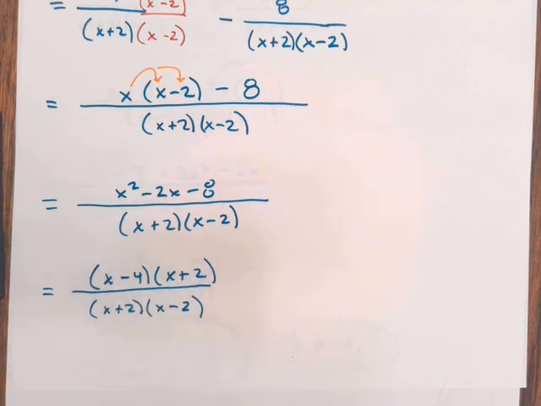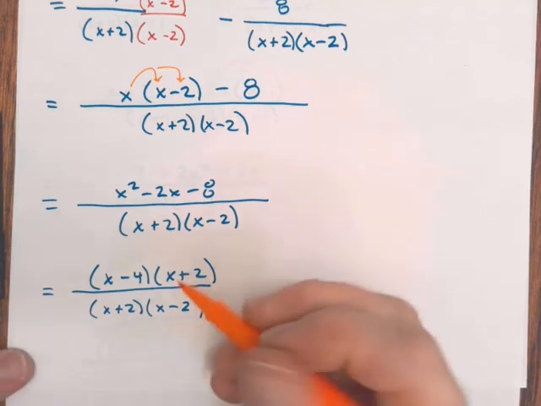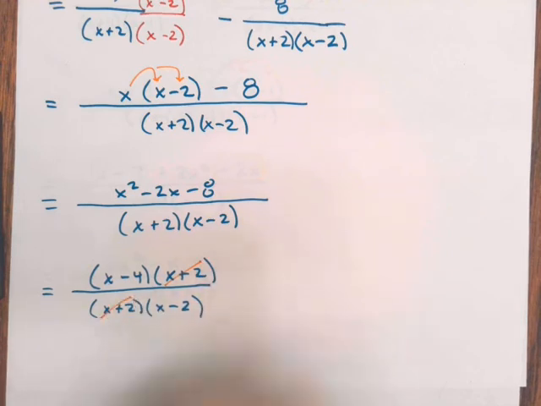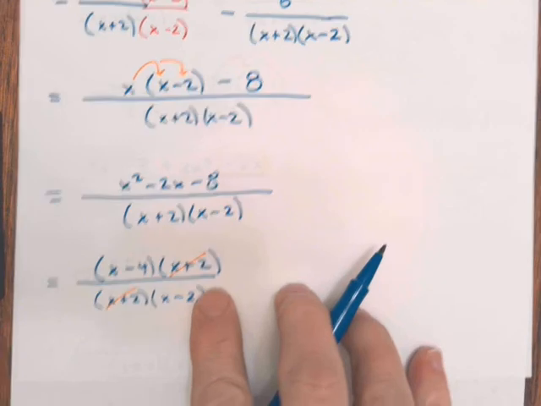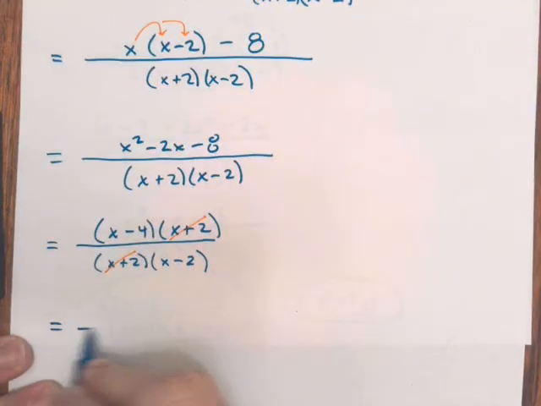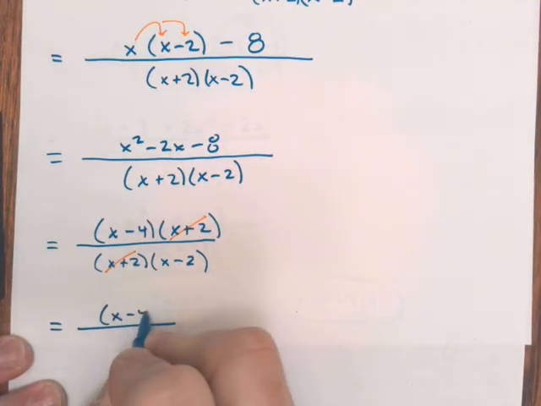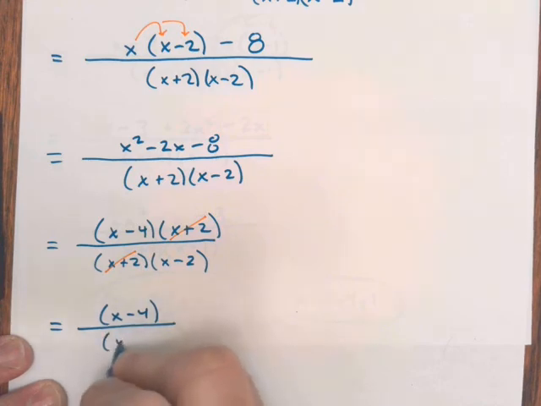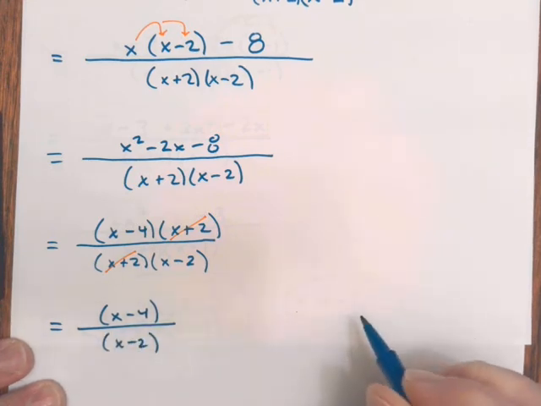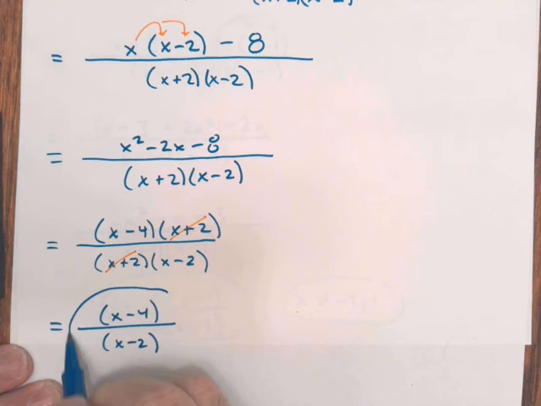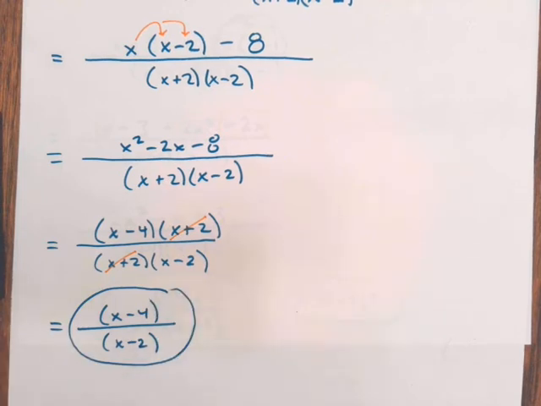If you look outside the parentheses now, we don't have any addition or subtraction outside the parentheses, so now I can cancel things out. I do have something this time that will cancel. I have a matching x plus 2 on the top and the bottom, so those cancel out, leaving us with an x minus 4 in the top and an x minus 2 on the bottom. That does not simplify anymore, so that could be your final answer.